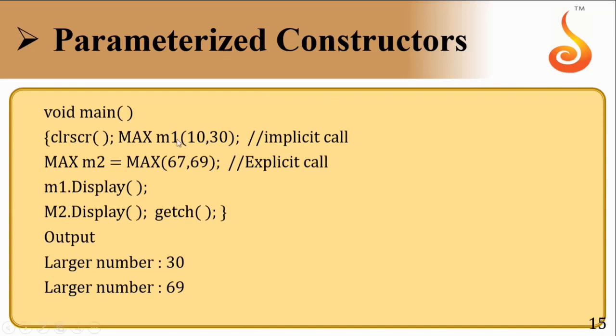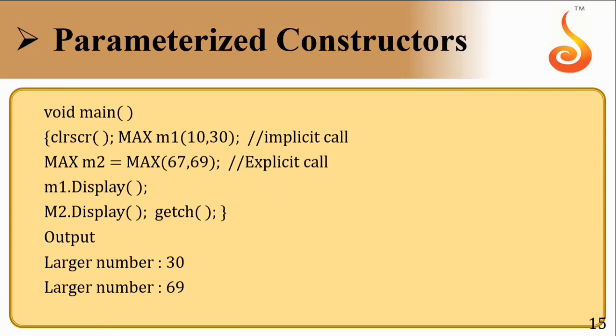Can I make use of this m1 only here? No, because here also I am creating an object, Max m2, because whenever you need to invoke a constructor, you cannot make use of the same object. So Max m1(10, 30) is the implicit call, and Max m2 = Max(67, 69), again the constructor, is the explicit call. This way you will write the explicit, this way the implicit call, and I am calling the display function once with m1 and another time with m2.